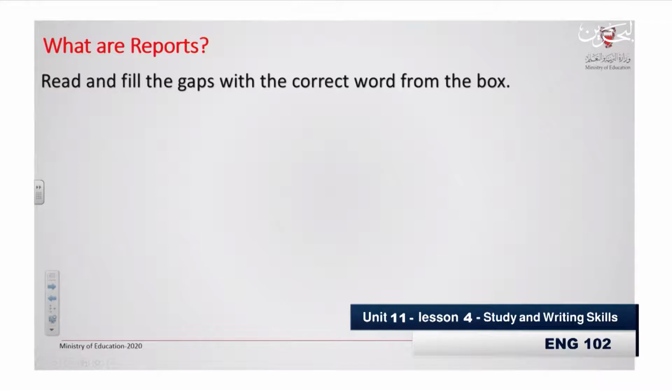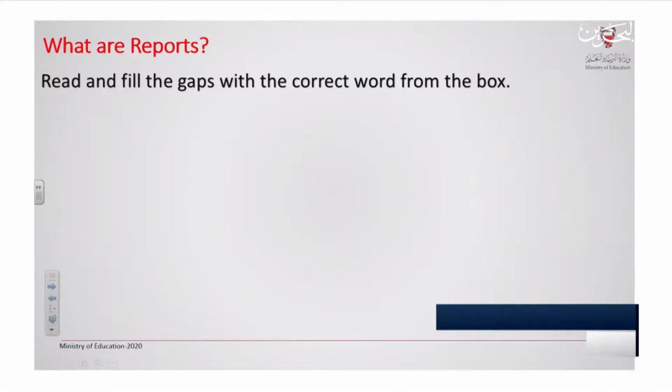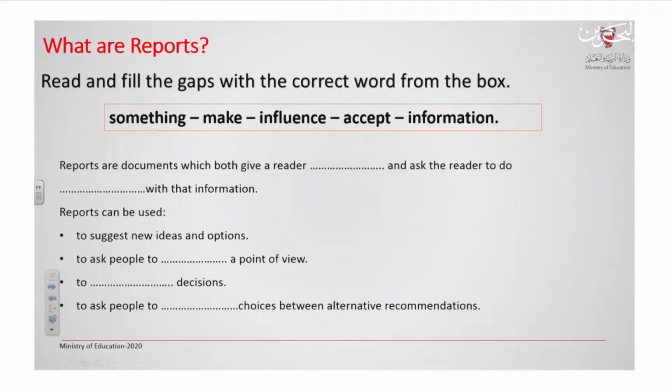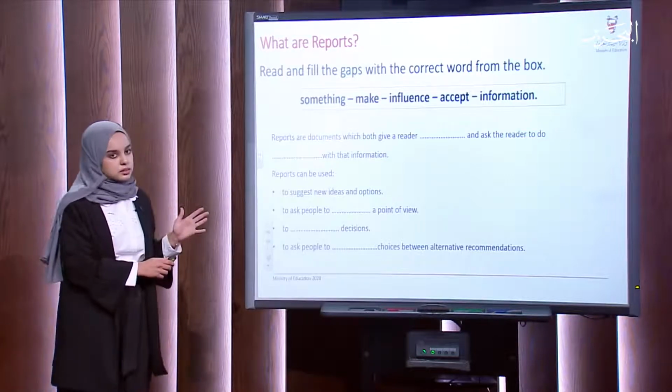What are reports? Read and fill the gaps with the correct word from the box. We have here 5 words: something, make, influence, accept, and information. Okay. Now we'll try to match the words here. Reports are documents which both give a reader blank and ask the reader to do blank with the information. Reports can be used to suggest new ideas and options, to ask people to blank a point of view, to blank decisions, to ask people to blank choices between alternative recommendations. Now, I'll give you some time to think about the right answer.